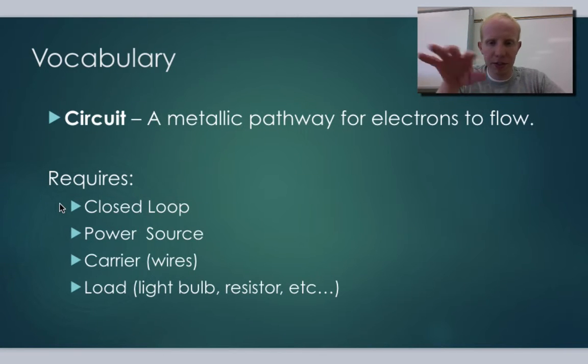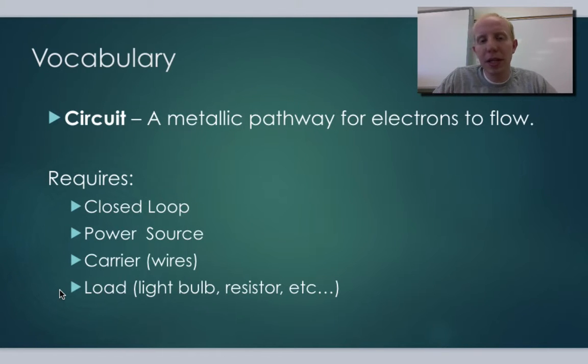And that loop can lead them through all different types of electronic devices, but it has to start where it ended. And then you need some type of power source, whether that's a battery or a DC power source or a wall outlet or something like that. Then you need the carrier, or the wires, basically the metallic wires that put the electrons through, and then you need some type of load, like a light bulb, a resistor, a computer, anything that will use the electrons in some way. So you have those four components, and then you have a circuit. Easy as that. We'll get more into circuit design in other videos and other lessons.